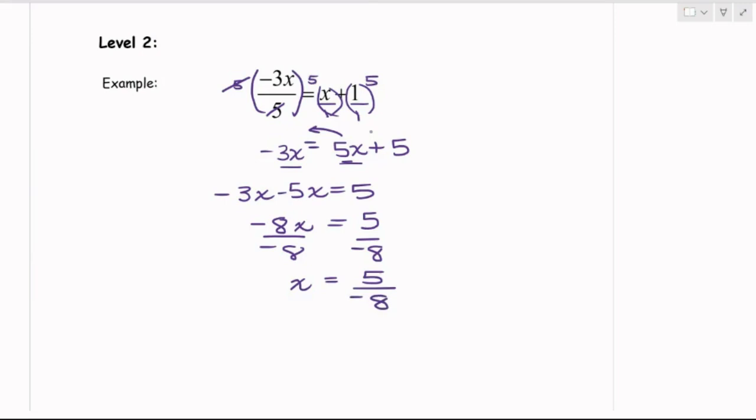Now, it doesn't actually matter. This is just a side note here. If I write this as negative 5 over 8, or I actually put the negative right in the middle, negative 5 over 8, just so you know they all mean the same thing.